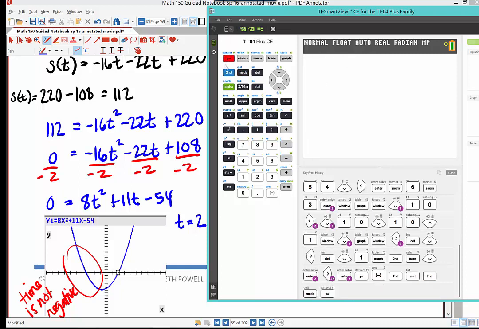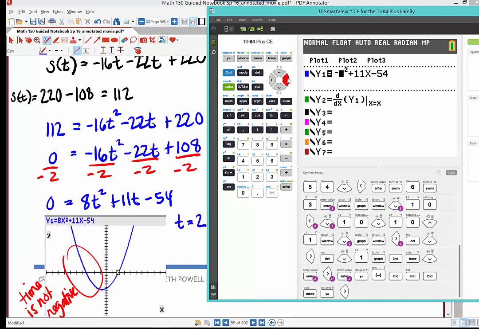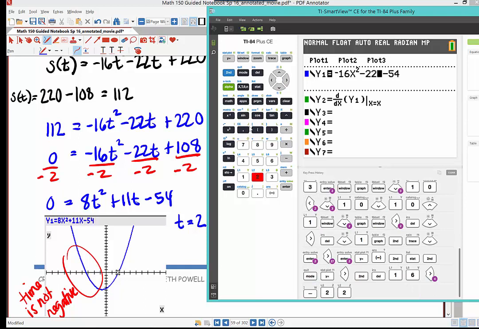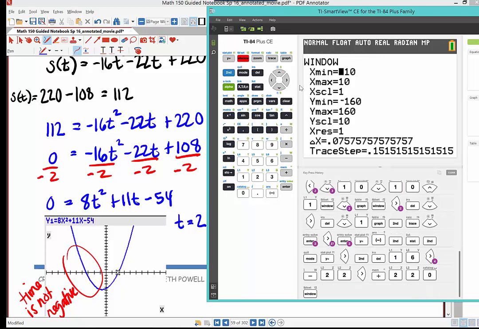Okay, so y equals, so we'll have negative, insert, and it was 16, and then we had minus 22, and then this was plus 220. And then we're going to look at that derivative when x is x. And I'm going to adjust the window because we don't need to deal with any negative time. So let's just make this 0.